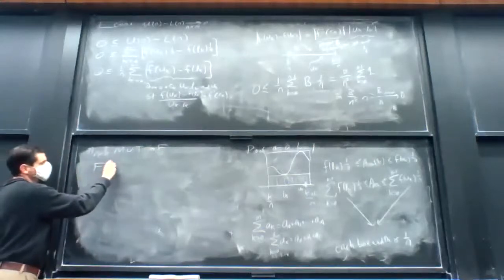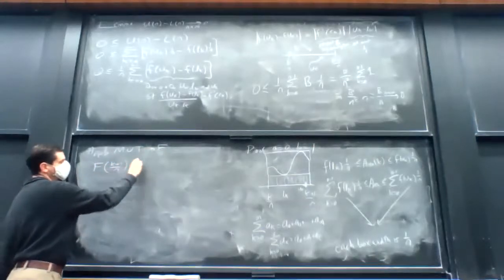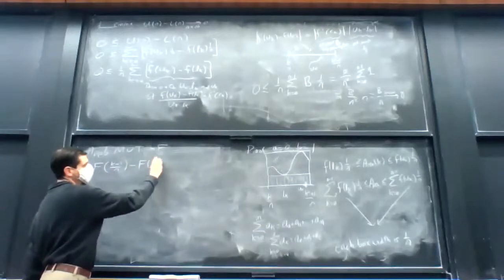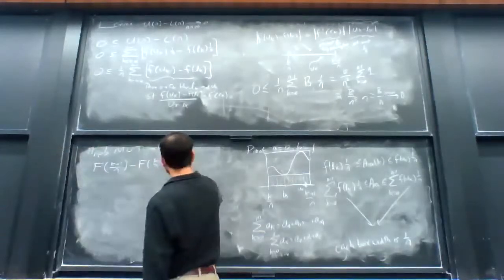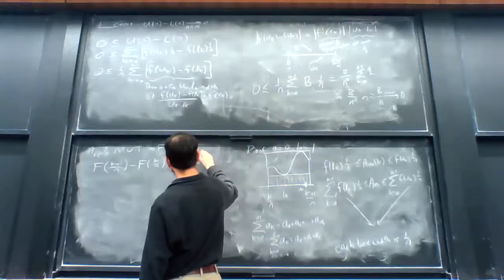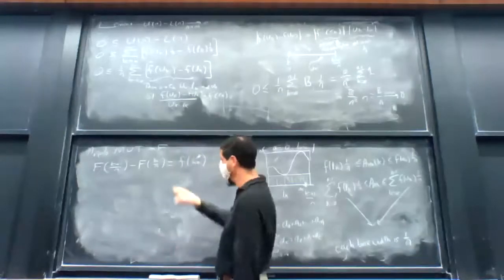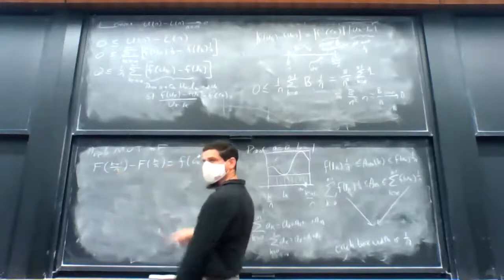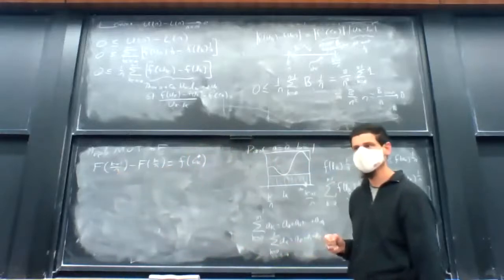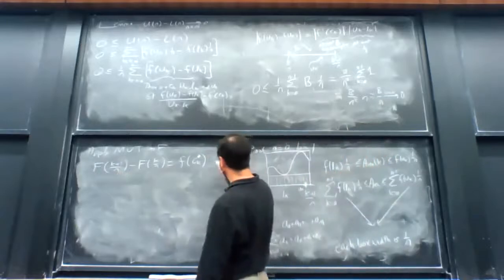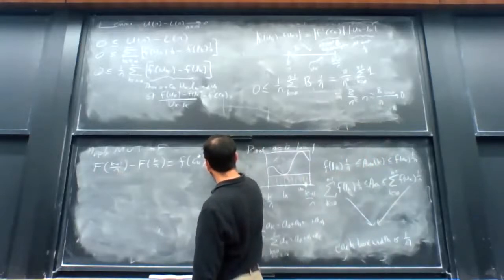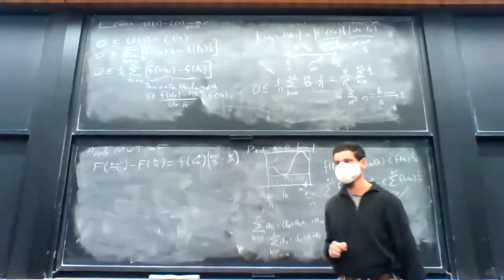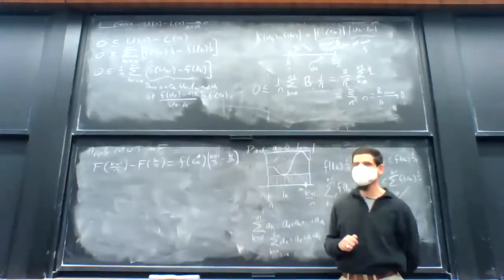So big F of k plus 1 over n minus big F of k over n is equal to little f at some special point, I'll call it ck star, times what's the distance between k plus 1 over n and k over n? How far apart are those points? One over n. So it's k plus 1 over n minus k over n, which is just 1 over n. So I've applied the mean value theorem to big F.